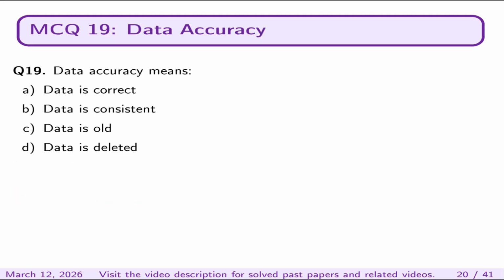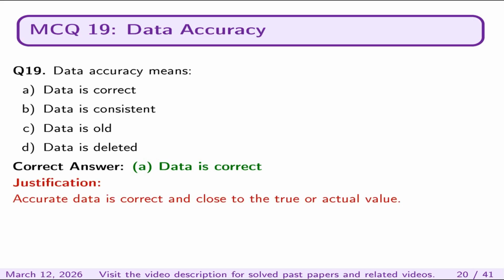Data accuracy means data is correct, data is consistent, data is old, data is deleted. The correct option is data is correct, because accurate data is correct and close to the true or actual value.